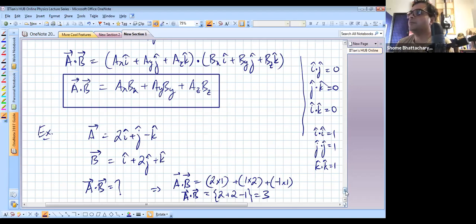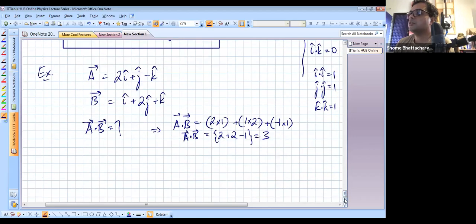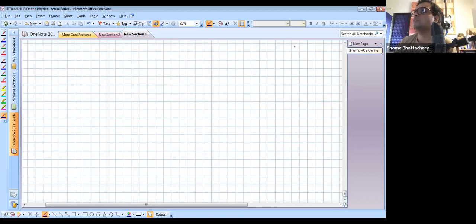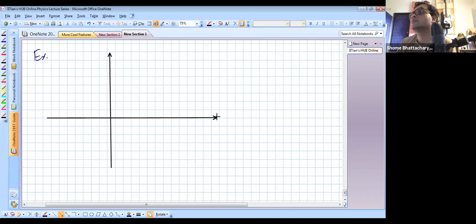So let's do a quick example based on all these properties and method and all that we learned. So properties are done. There are these 6 properties that we have to discuss. So next example. Okay, so let us say we have all these vectors given to us.